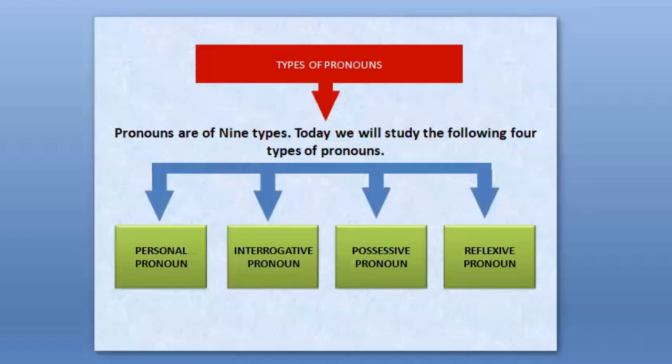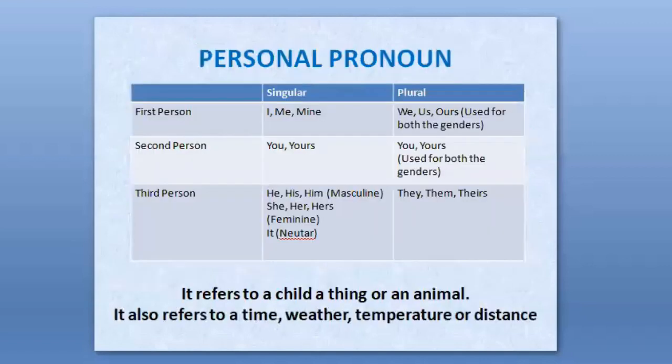So the very first is the personal pronoun. Children, in personal pronoun, there are 3 persons. First person, second person, and third person. Now, what are these persons? A first person is a person who is speaking. So now here, who is speaking? I am speaking. The teacher is speaking. So I am a first person.